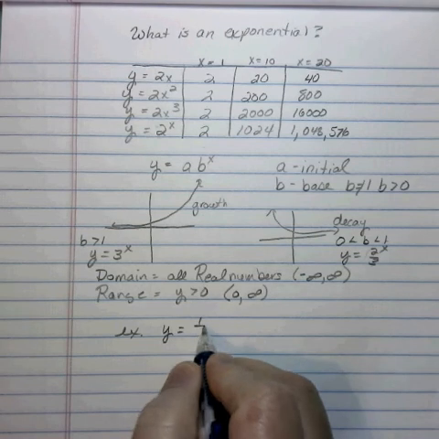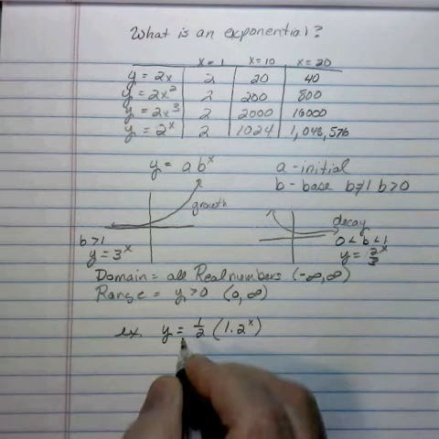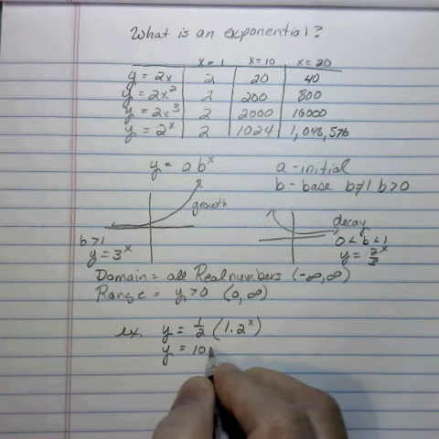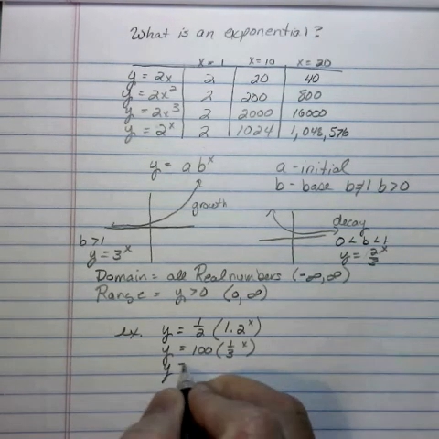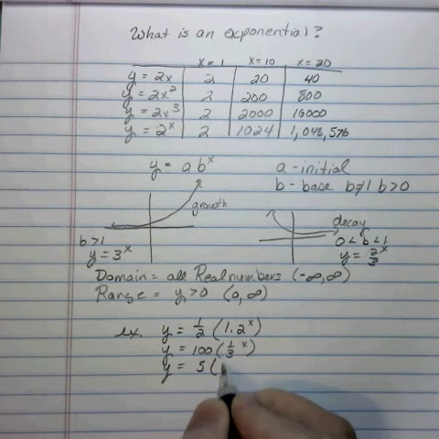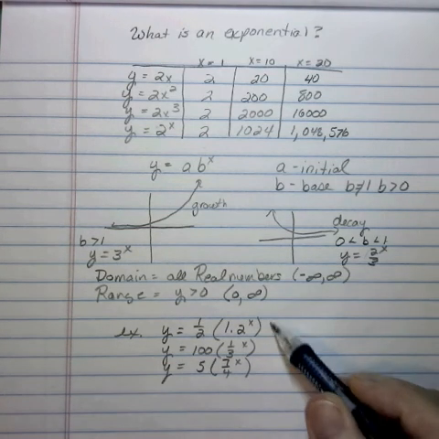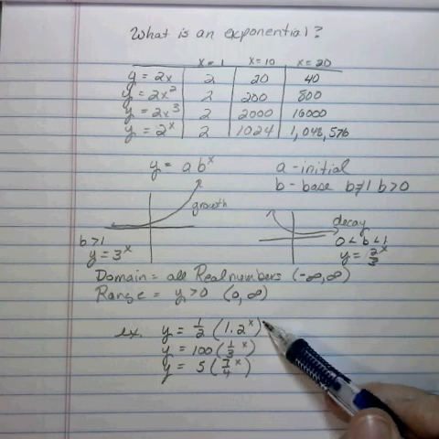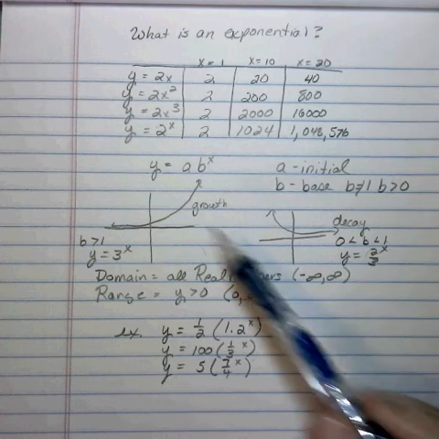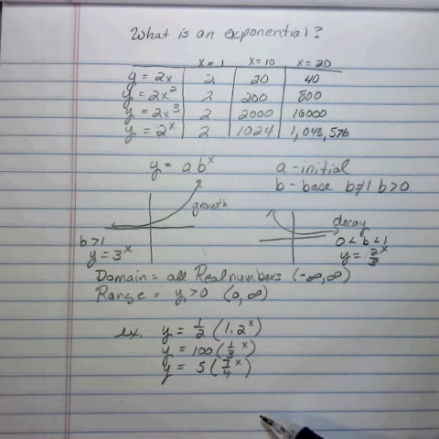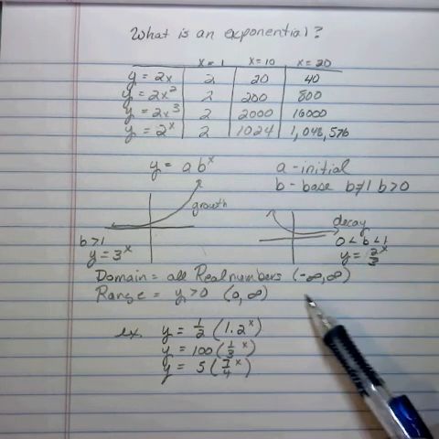We have y equals 1/2 times 1.2 to the x power. We have y equals 100 times 1/3 to the x power. And we have y equals 5 times 7/4 to the x power. And what I want you to think is which of these would represent a growth exponential function and which of these would represent a decay exponential function. What do we have to look at to determine whether it is growth or decay?